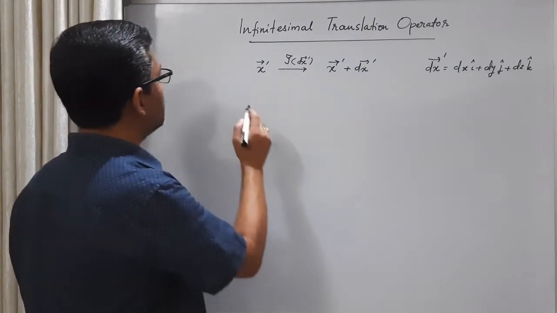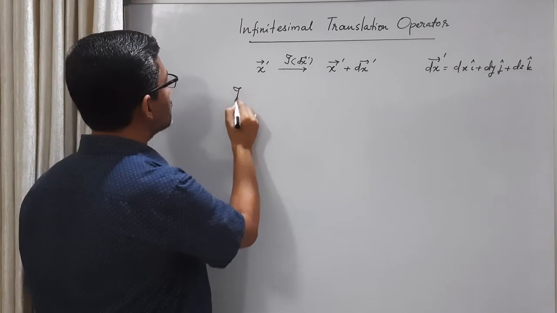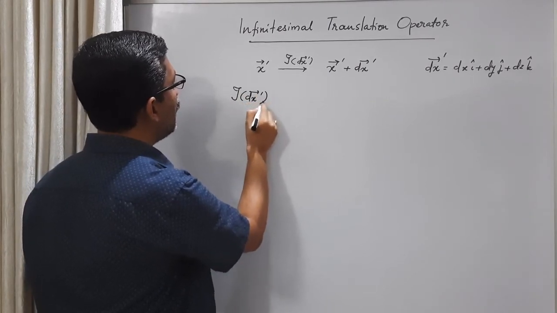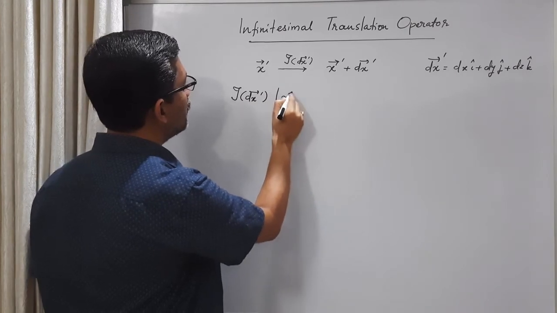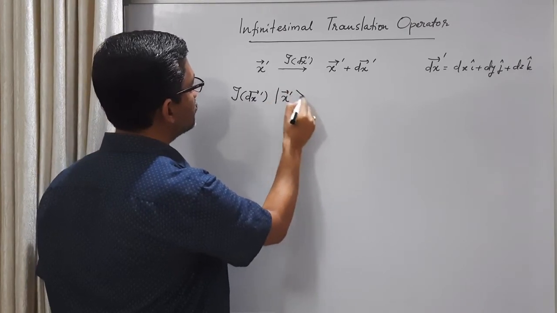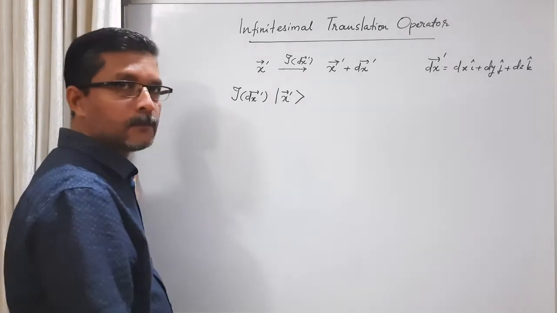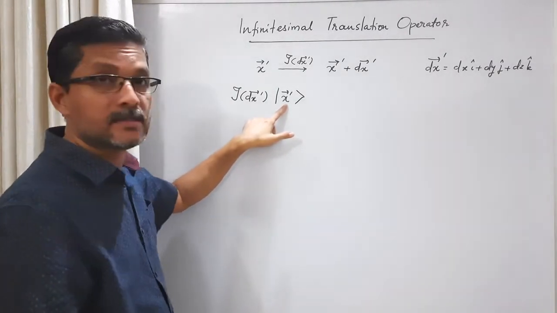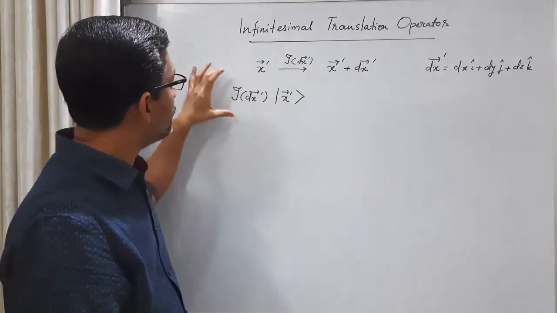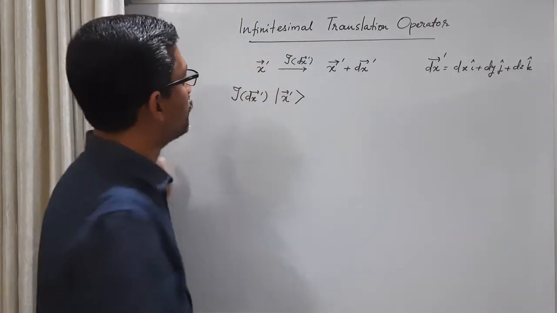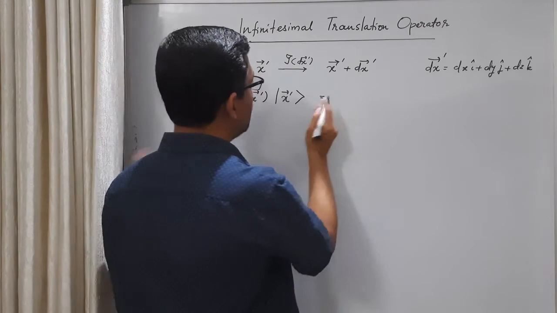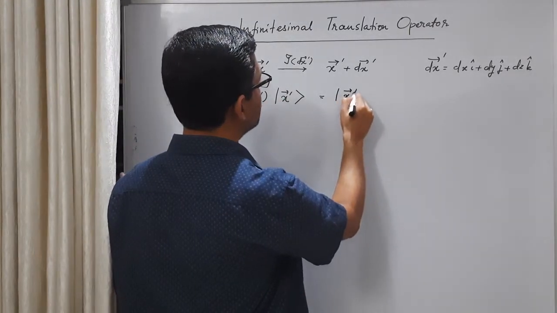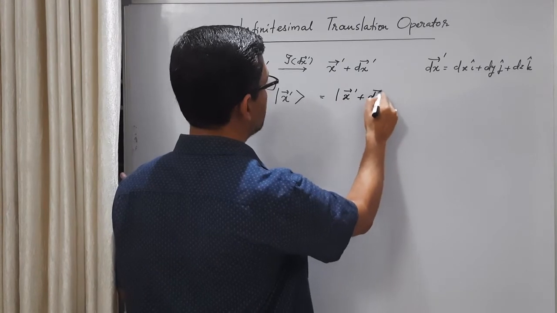So let us see what happens when this infinitesimal translation operator acts on the state ket x prime. Consider some basis state ket x prime. What happens when this infinitesimal translation operator acts on the state? It is transformed into a new state, ket x prime plus dx prime.